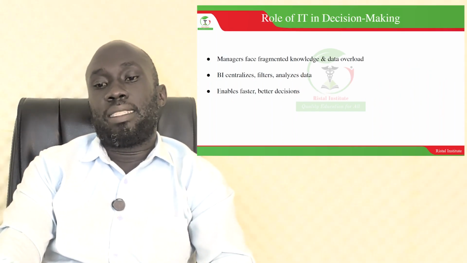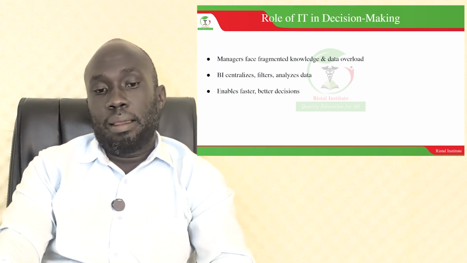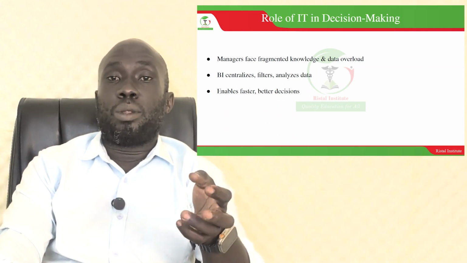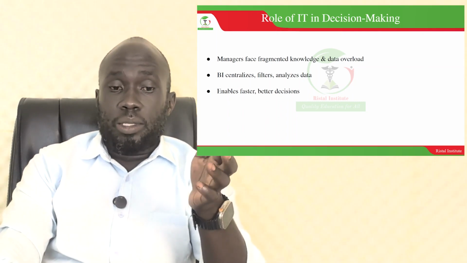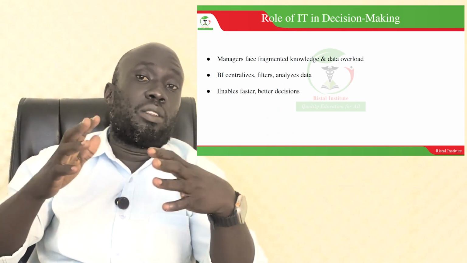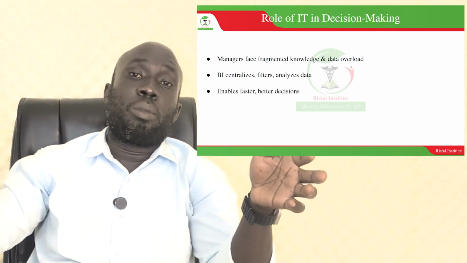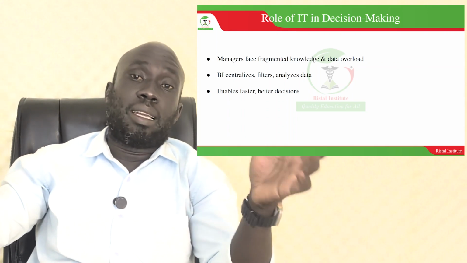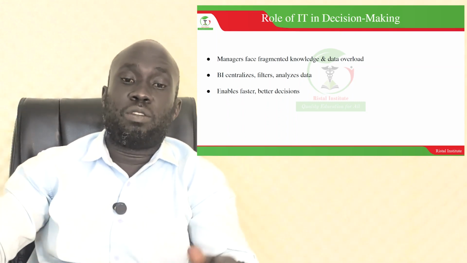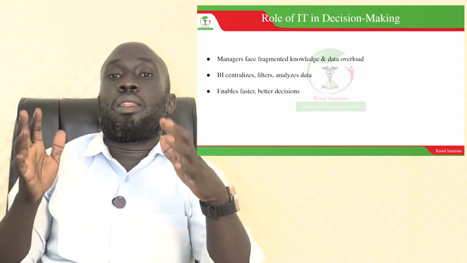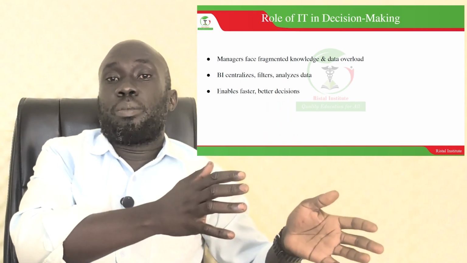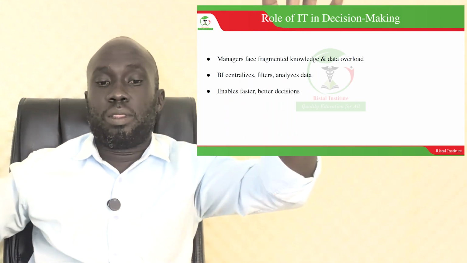Let's look at the role of IT in decision making. Managers face fragmented knowledge and data overload at all times. As I just explained, data overload is a huge amount of data that needs to be processed in a short period of time, or scattered data in different places that needs to be processed in a specific amount of time. Fragmented knowledge is knowledge in fragments. You find part of it here, part of it there.